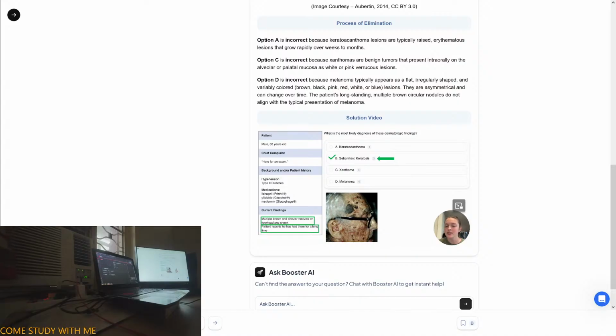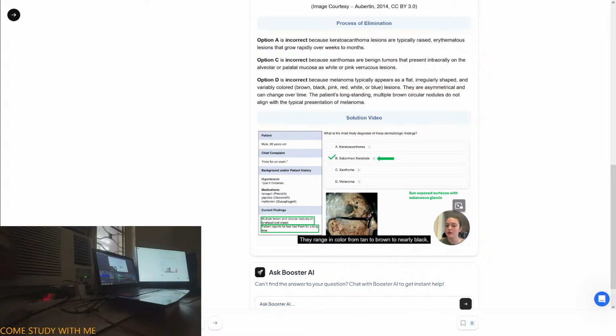Seborrheic keratosis. Now, this is a very common benign cutaneous lesion of epidermal origin. They're seen on sun-exposed surfaces with sebaceous glands and are most common on the face, trunk, or extremities. These lesions are mostly seen in those over 40 years of age, which our patient definitely is, and they're sharply demarcated, slightly raised plaques or nodules.